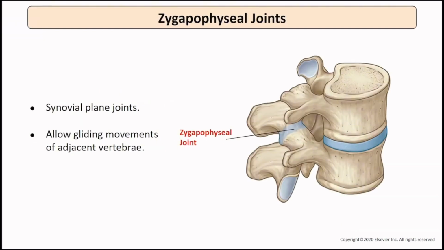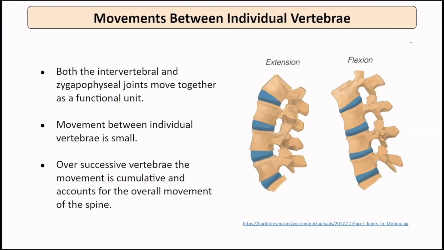The second type of joints are the pair of small synovial joints between the vertebral arches called the zygapophyseal joints. The zygapophyseal joints are classified as synovial plane joints and allow gliding movements of adjacent vertebrae. Movements between individual vertebrae take place at the intervertebral and zygapophyseal joints, and both joints move together as a functional unit. The amount of movement between individual vertebrae is small, but when added over successive vertebrae, the cumulative amount of movement becomes more considerable.